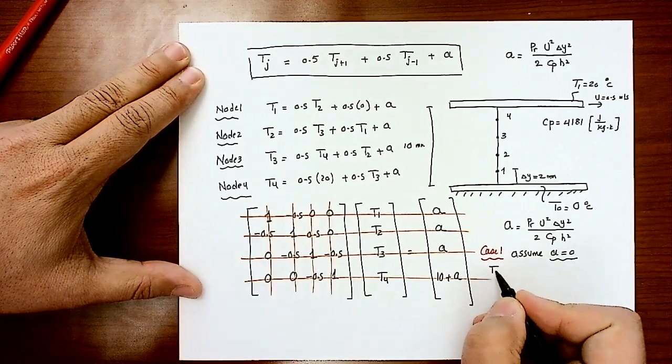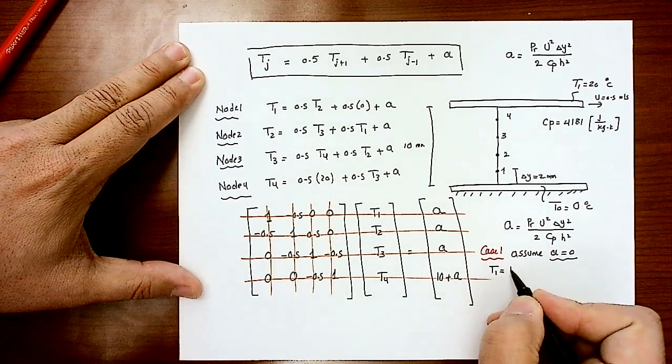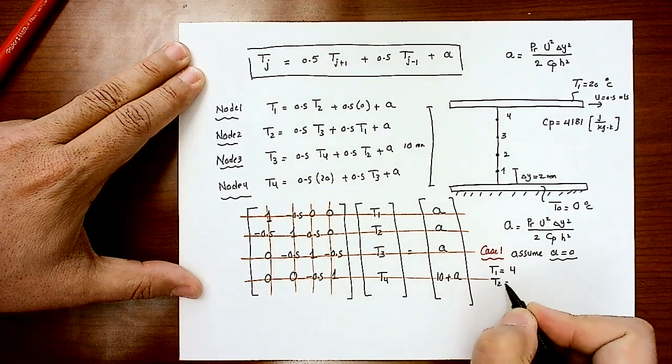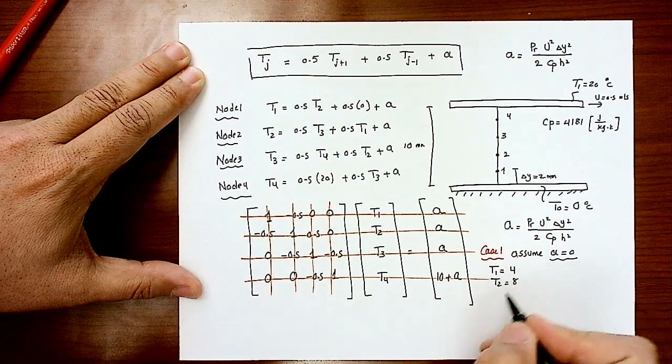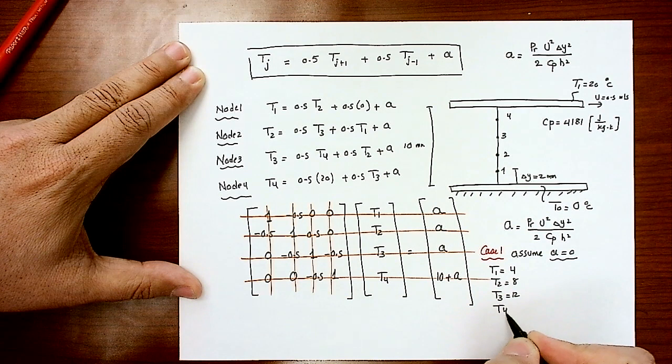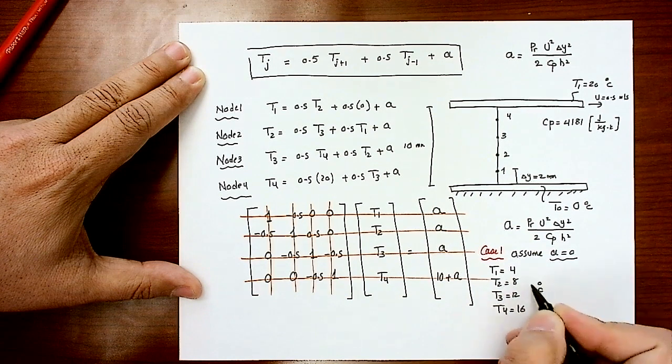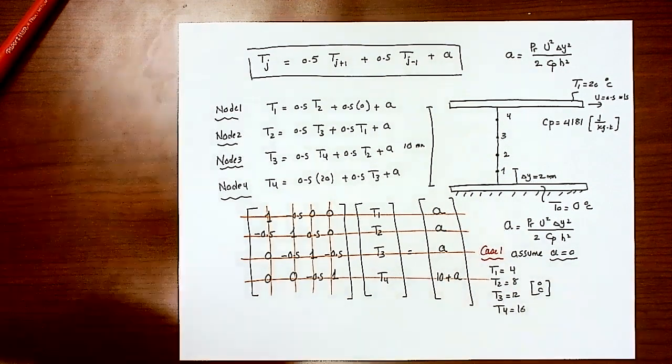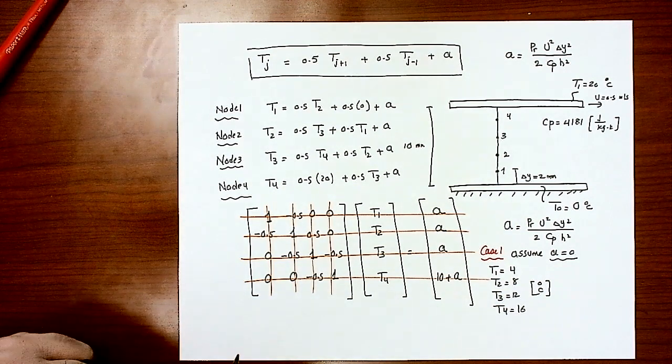You will have T1 coming to be 4 degrees, T2 will be 8 degrees, T3 will be 12 degrees, T4 will be 16 degrees C. Does that make any sense for you? Yes, it does, because everything is fixed.